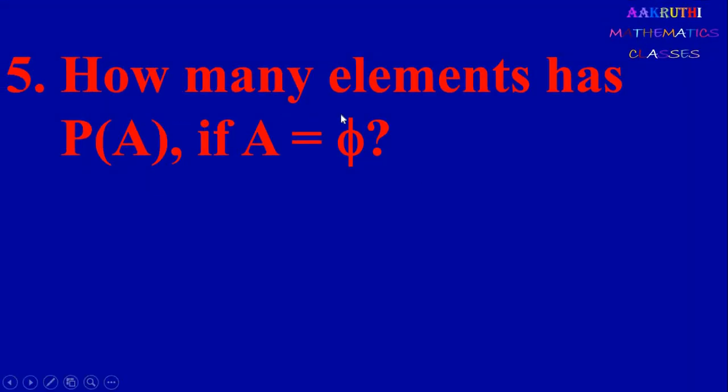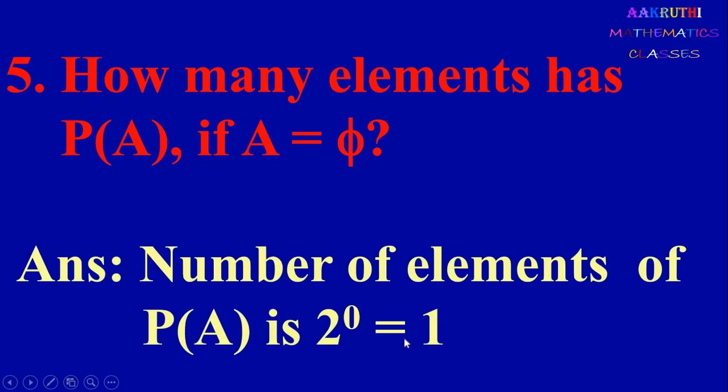So next question. How many elements has P of A if A equal to empty set? Just now we solved. If A is the empty set, how many subsets are possible? How many elements are present in the power set? Here A is the empty set, we can find only one subset, so therefore the number of elements in the power set is only 1, that is 2 to the power 0. Now here A is the empty set, it contains 0 elements, and the number of elements in the power set is 2 to the power 0. That is the formula: if n of A equal to k, then the number of elements in P of A is 2 to the power k. Here 0 elements, so therefore 2 to the power 0 is 1 element. So in the power set there is only 1 element.